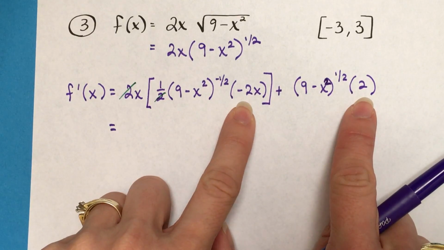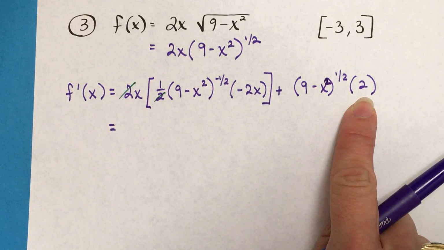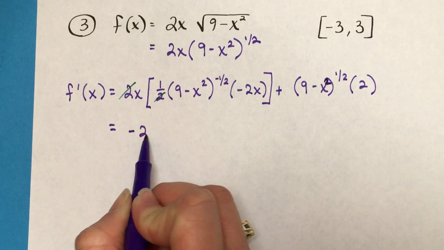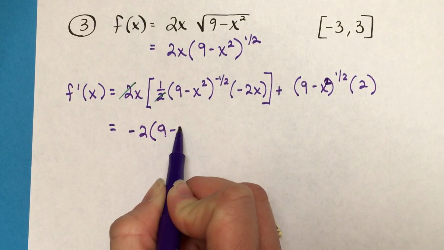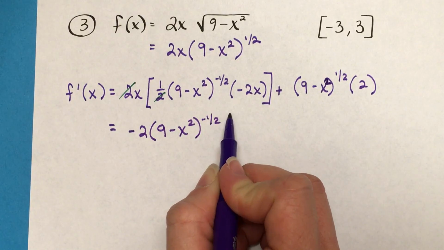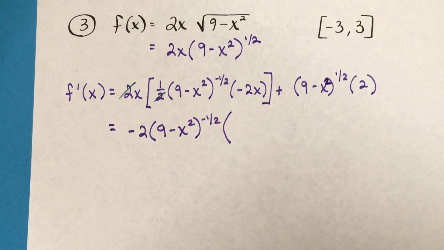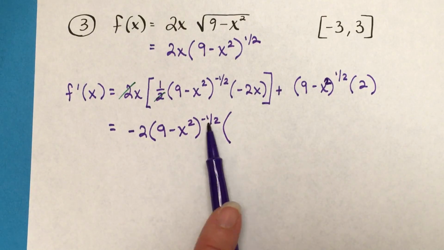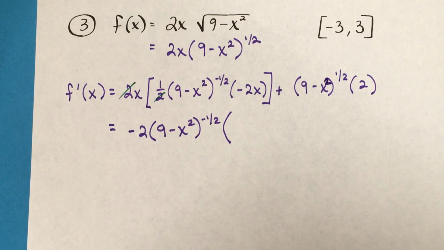You also have a 2 that you could pull out if you chose to, or a -2 if you wanted to look at it that way. All right, so let's pull out a -2, and we're going to pull out 9 minus x squared to the -1/2. Now we had dealt with the fractional exponents back when we first learned product rule, and it's always going to be the smaller exponent, you remember, that you actually pull out.